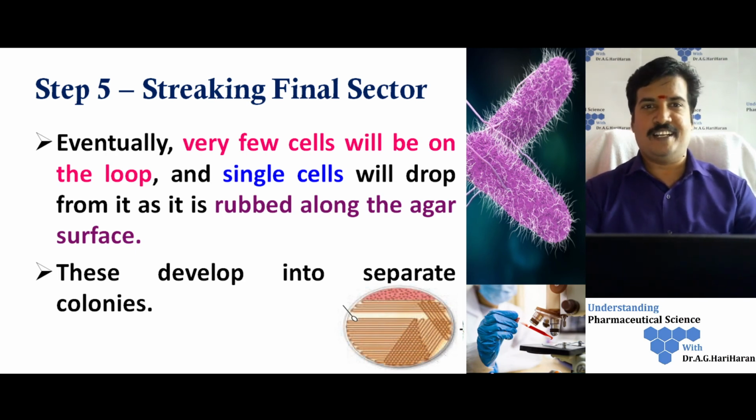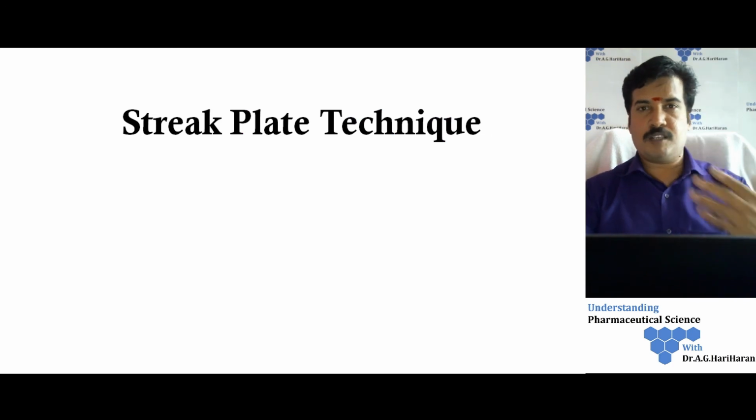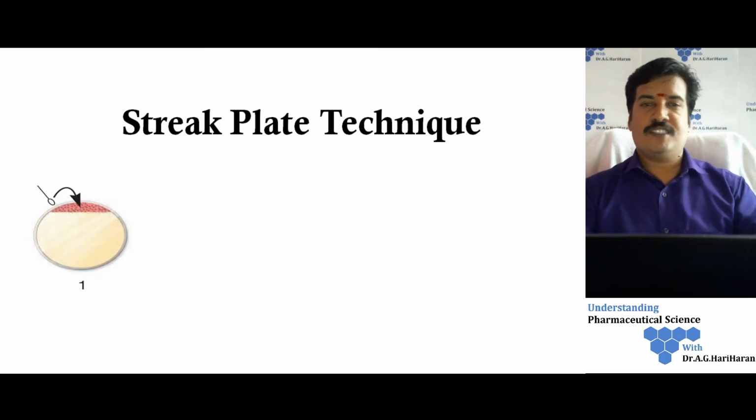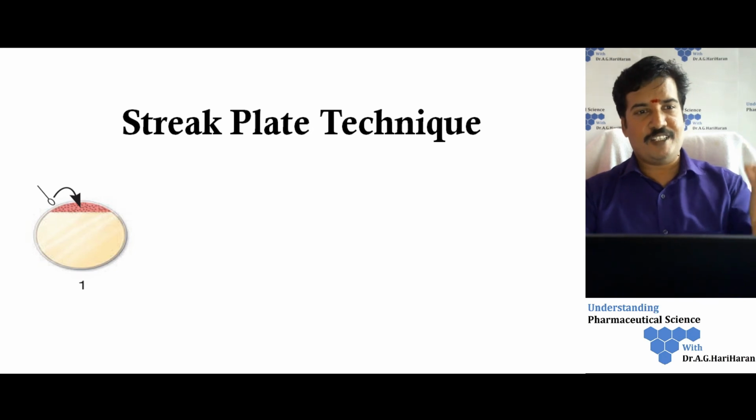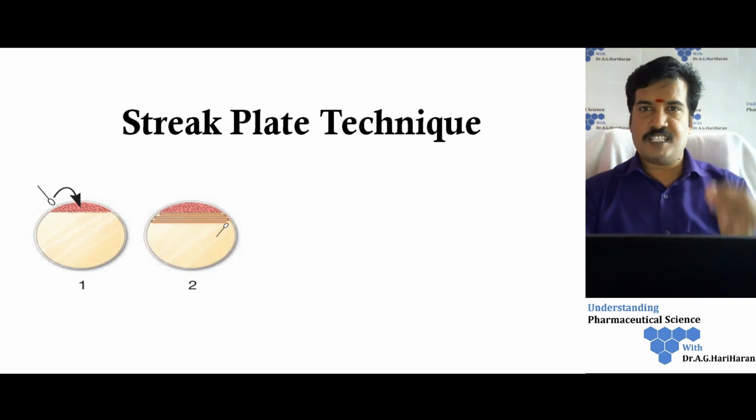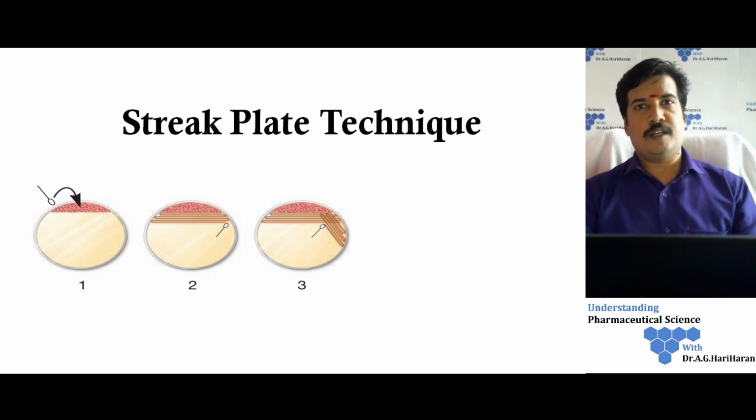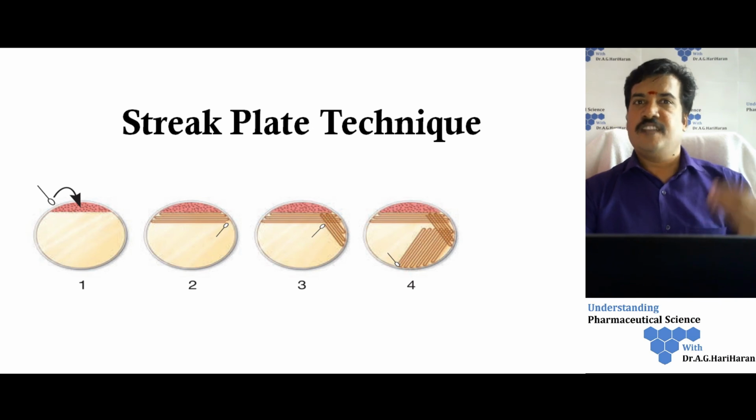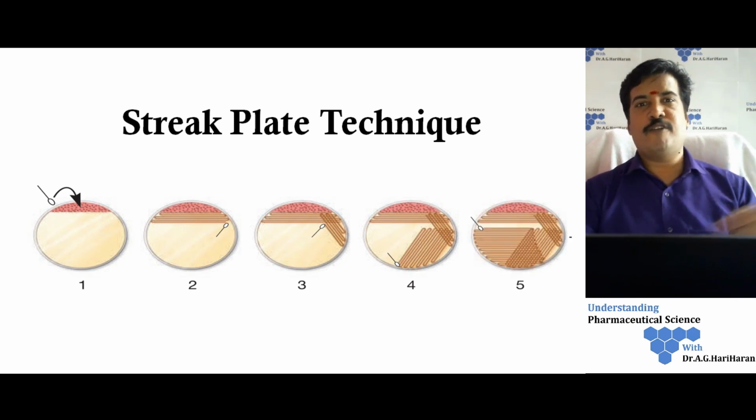Once again, I will repeat the steps of the streak plate technique. First, transfer a loopful of the mixed culture into the first sector. Then, with the help of a sterile loop, streak the first sector. Then sterilize the inoculating loop and touch the endpoint of the first sector to get inoculum for streaking the second sector. Then streak the second sector. Once again sterilize the inoculating loop, touch the second sector, and streak the third sector. Then, without sterilizing, streak the fourth sector.